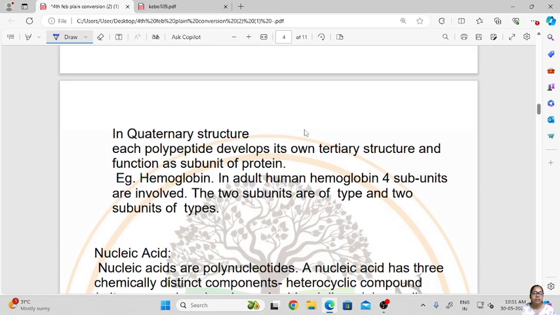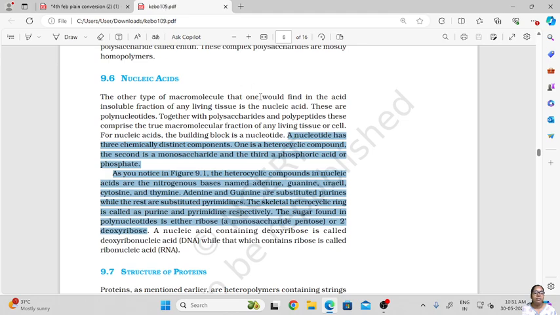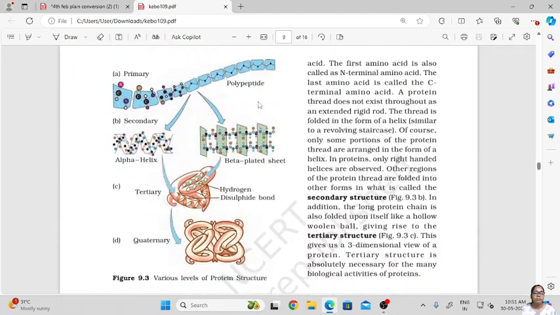Then comes the last structure of protein, that is quaternary structure. So here each polypeptide develops its own tertiary structure and functions as a subunit of protein. So an example of this type of structure of protein is hemoglobin. In adult hemoglobin, 4 subunits are involved and 2 subunits are of one type and 2 subunits of another type. Okay, so this is how the quaternary structure of protein is. So let us see them now over here.